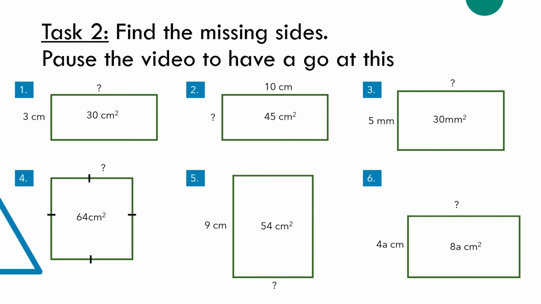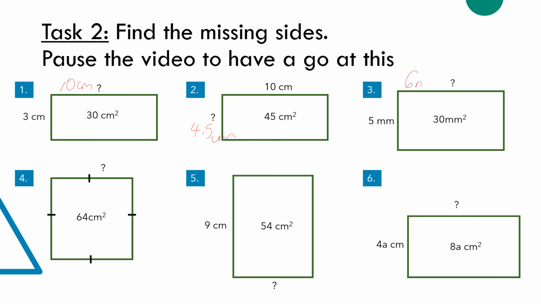So, hopefully you've now had a go at this task. I'm now going to fill in the answers. So 3 times 10 is 30, so it's 10 centimetres. 45 divided by 10 is 4.5, so 4.5 is the missing side there. That's because 4.5 times 10 would give me 45.